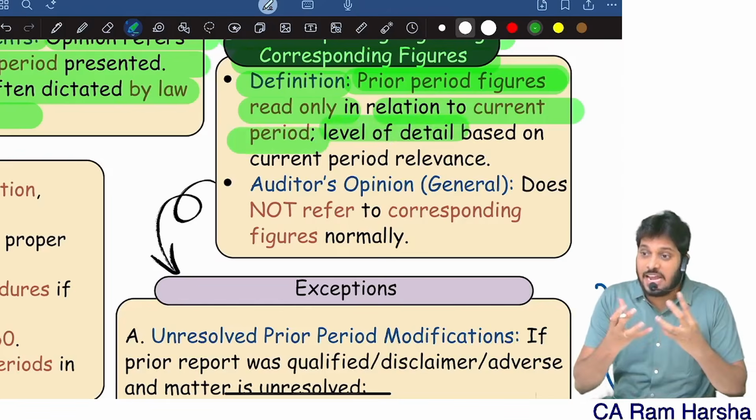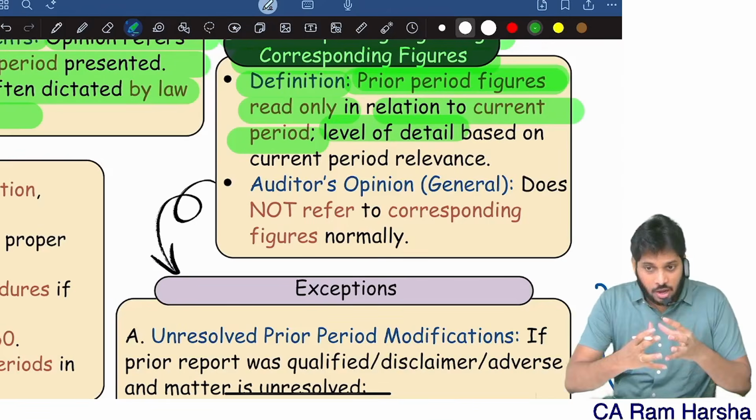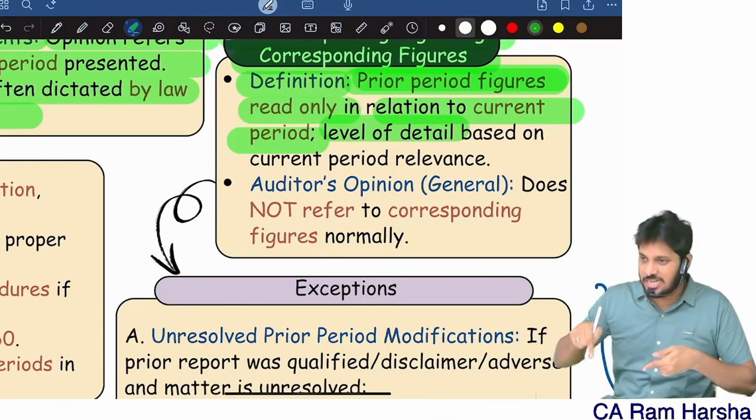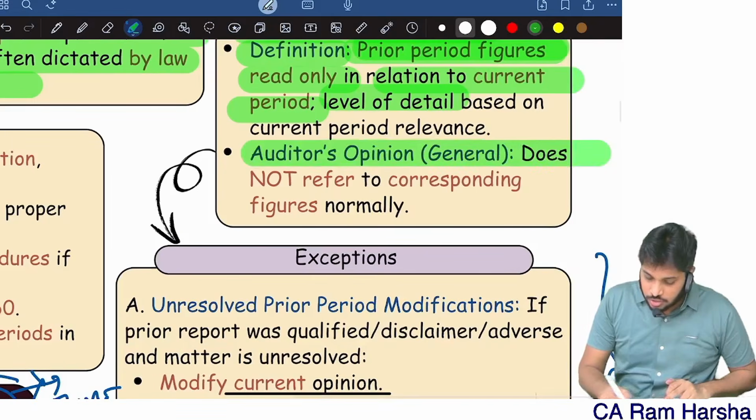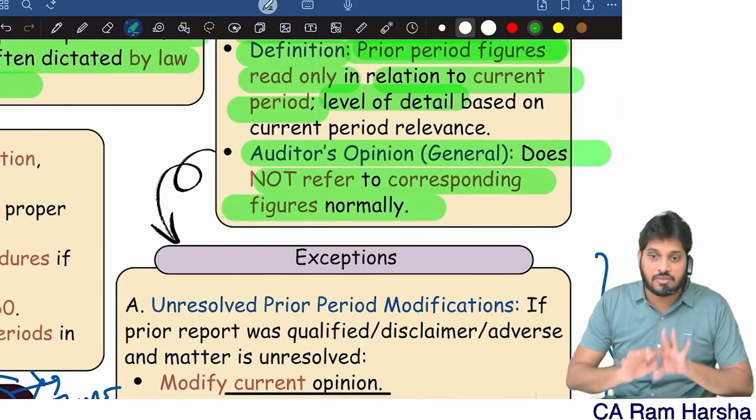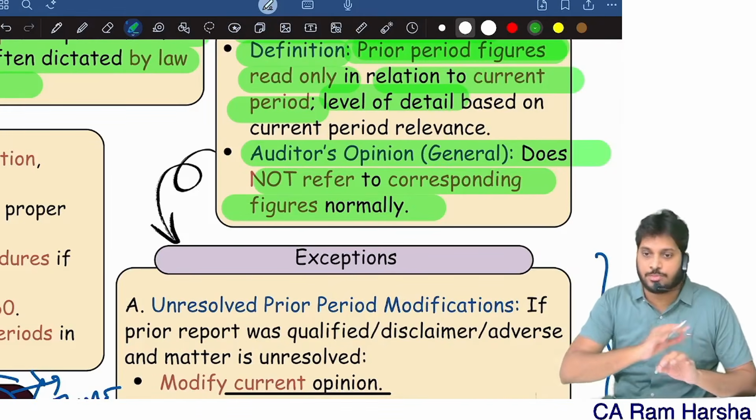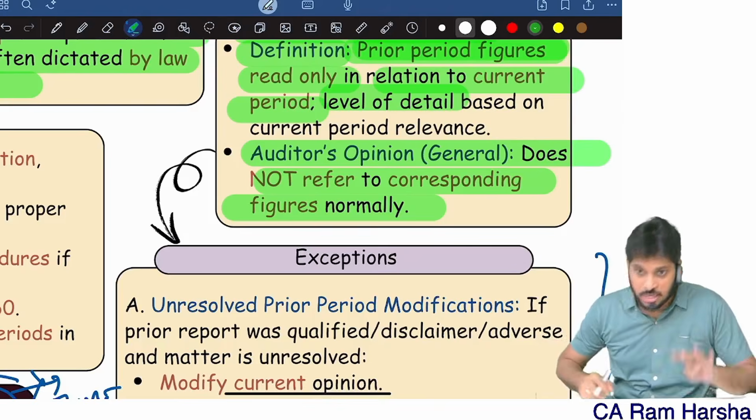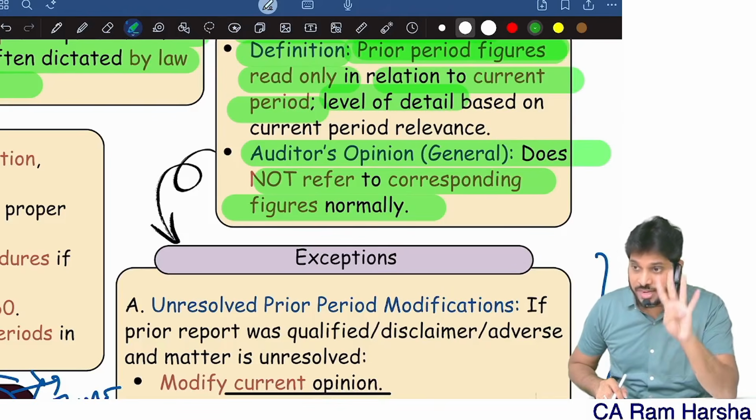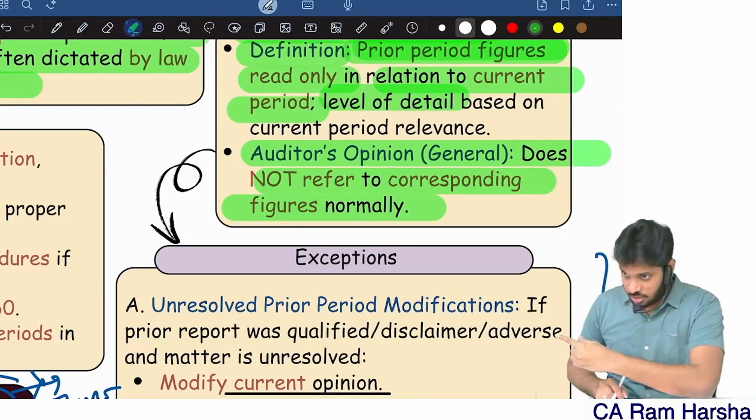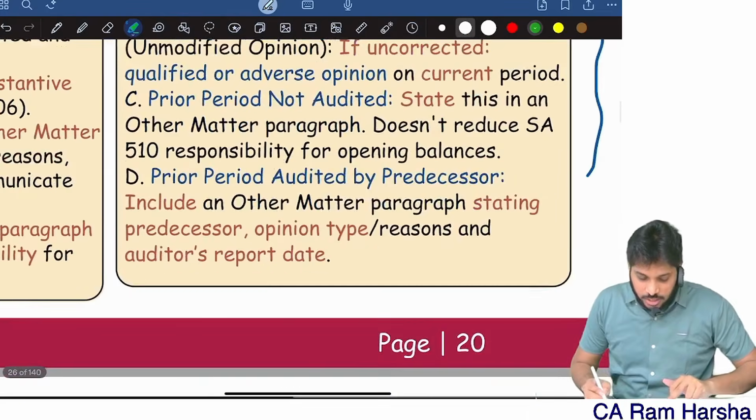What detailed prior period figures are presented, and how detailed, is decided by the current year figures. Now, the auditor's opinion does not refer to corresponding figures normally. Normally in our audit report, we don't say anything about corresponding figures, but there are 4 circumstances, 4 exceptions, where we talk about corresponding figures. What are the exceptions?